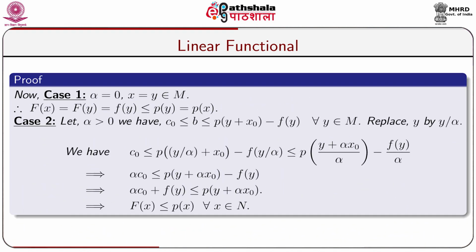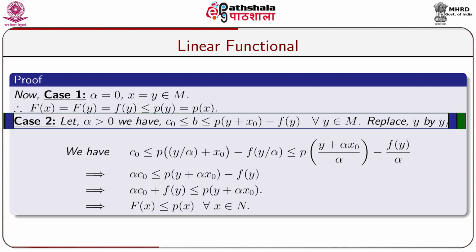Now, there are cases. Case 1: if alpha is equal to 0, x equals y, which is an element of capital M. Therefore, F(x) is equal to F of y, which is equal to small f of y, which is less than or equal to p of y, equal to p of x, because x equals y is assumed. And for case 2, let alpha be greater than 0.